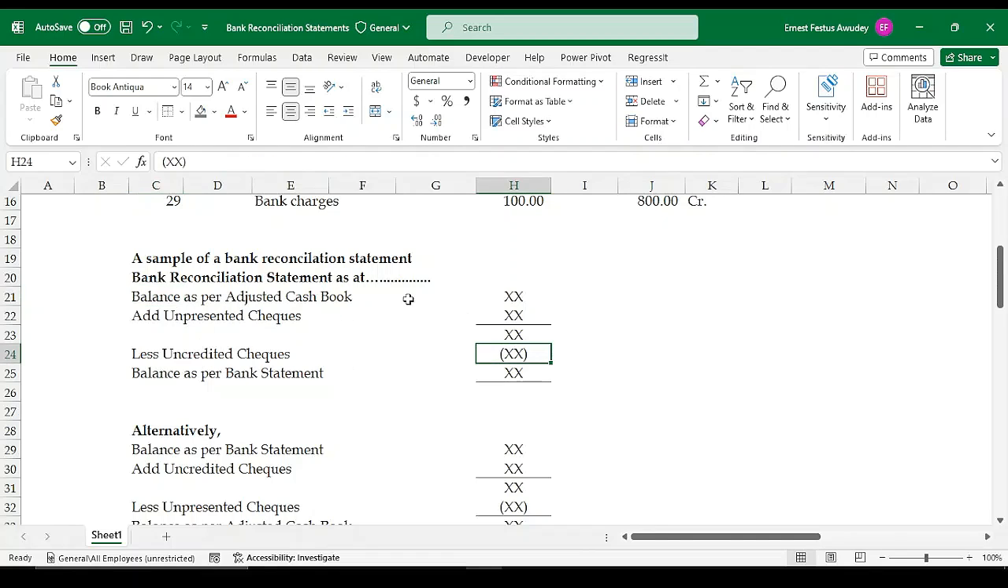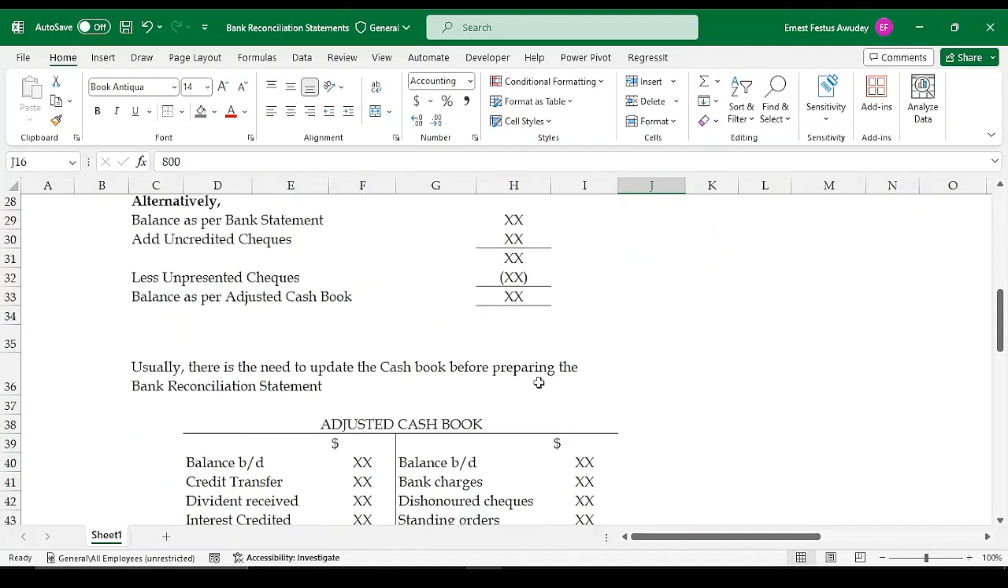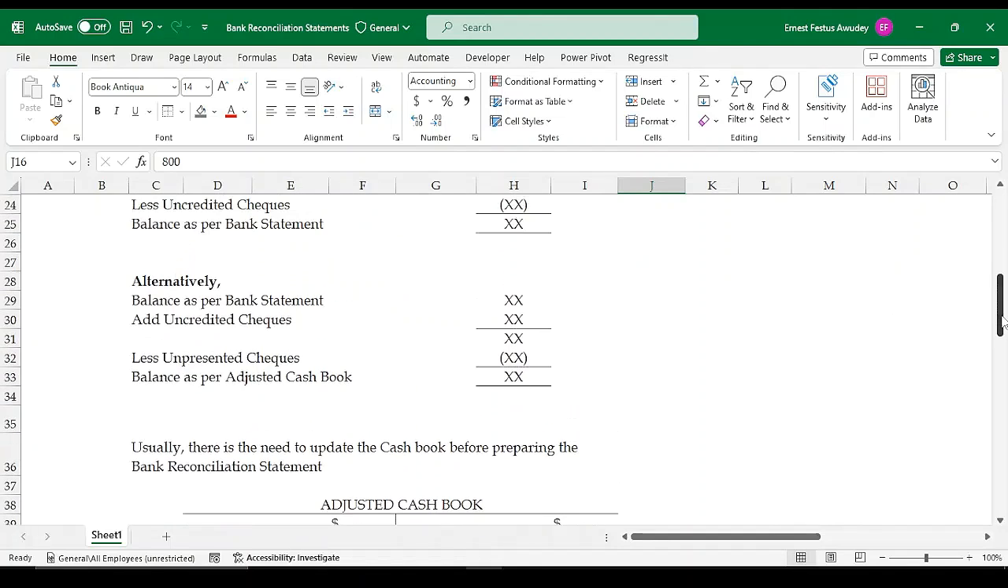So you will have your balance as per the cash book, adjusted cash book or updated cash book, as some other books will put it, and then you will add unpresented checks. That will give you a total here, and then you less your uncredited checks from it, and that will give you your balance as per the bank statement. And this balance as per the bank statement should be equal to this particular balance here, 800. That's what we mean there. Alternatively, you can start with the balance as per the bank statement, which we have here, and in that case, you are going to rather add uncredited checks.